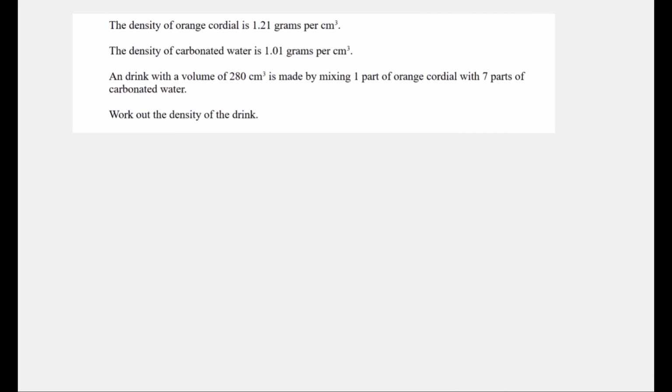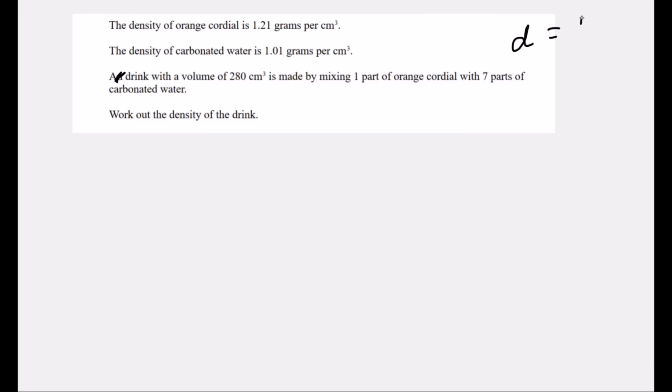Question 29. The density of orange cordial is 1.21 grams per centimeter cubed. The density of carbonated water is 1.01 grams per centimeter cubed. A drink with volume 280 centimeters cubed is made by mixing 1 part orange cordial with 7 parts carbonated water. Work out the density of the drink.